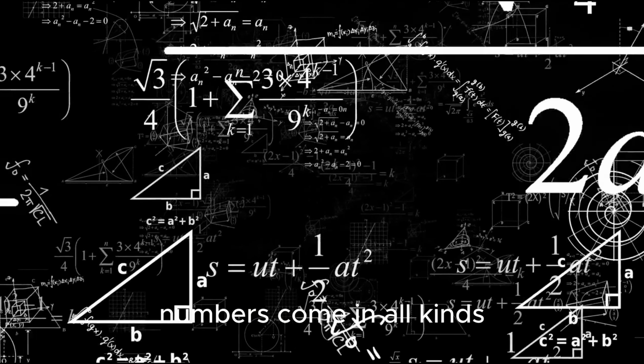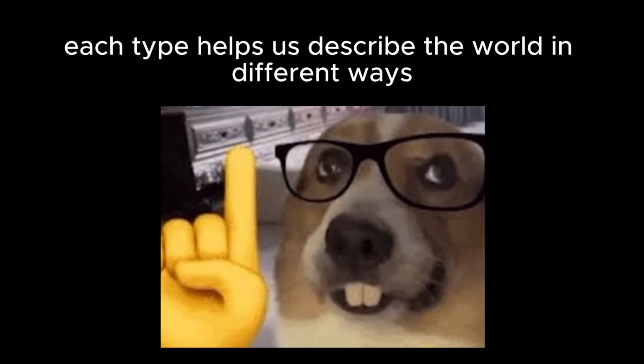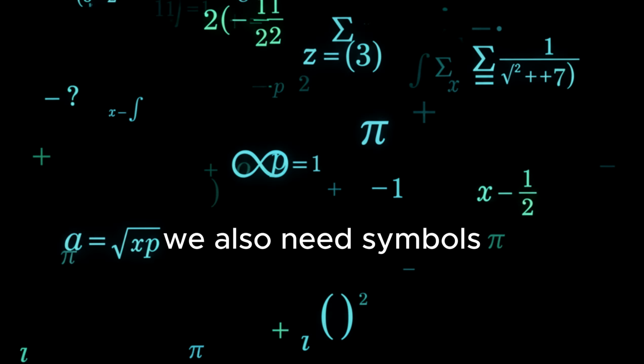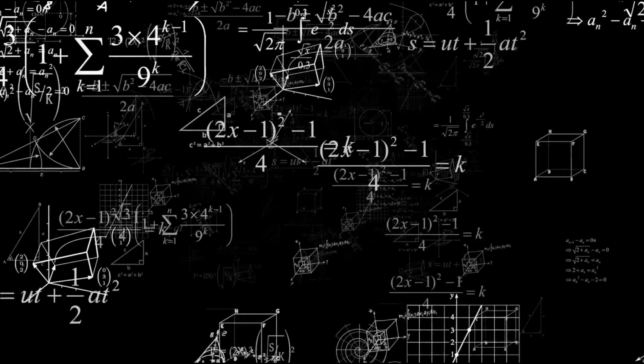Numbers come in all kinds: whole numbers, negative numbers, and fractions. Each type helps us describe the world in different ways, but numbers alone aren't enough. We also need symbols. Signs and symbols tell us how numbers interact.